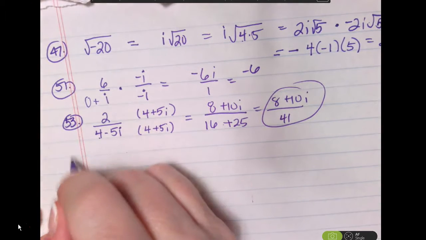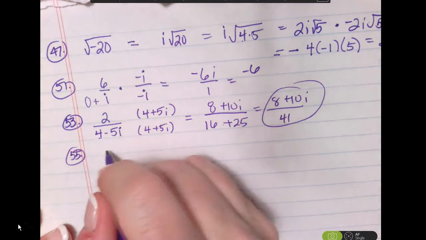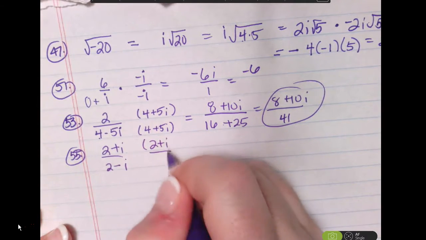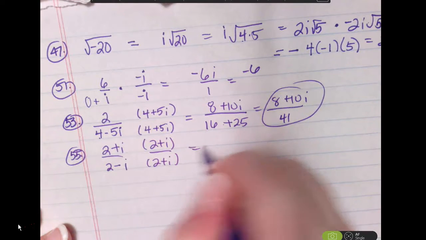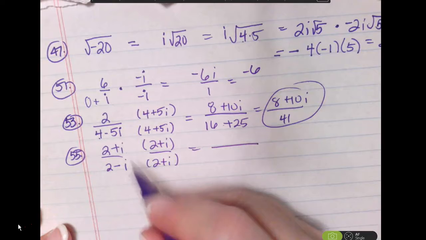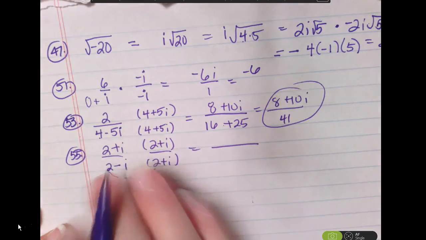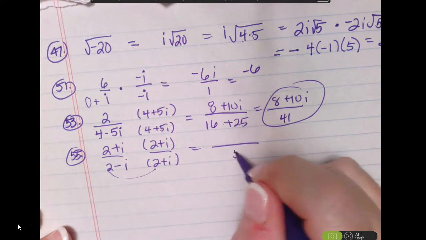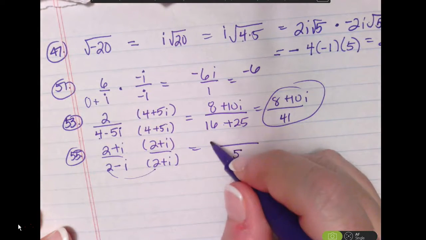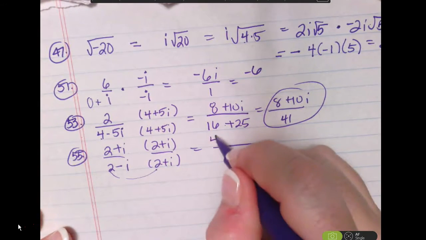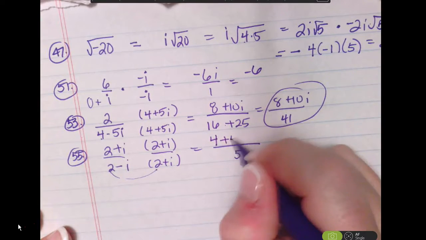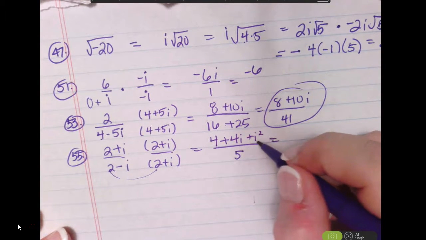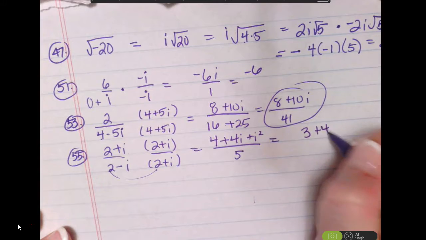Number 55, we have 2 plus i over 2 minus i times 2 plus i over 2 plus i. So let's multiply the bottom first. We've got 4 minus 2i plus 2i, and then minus i squared. So 4 minus minus 1 is 5. And then I'll multiply the top out. I've got 4 plus 2i plus 2i, that's plus 4i, plus i squared. So that's negative 1, so that's going to be 3 plus 4i over 5.